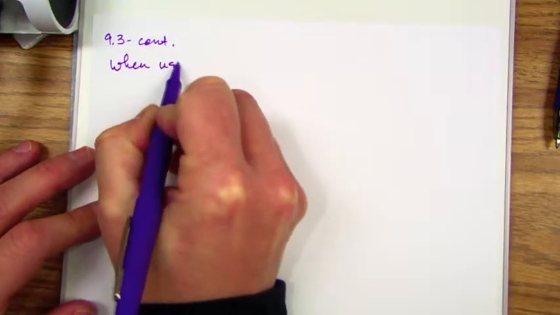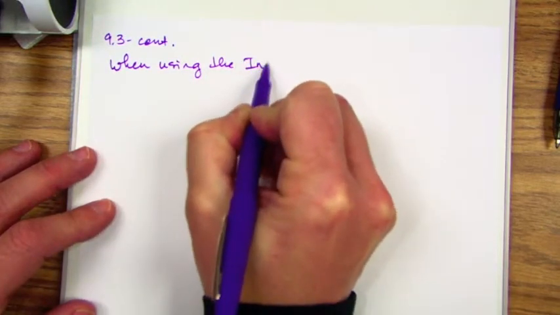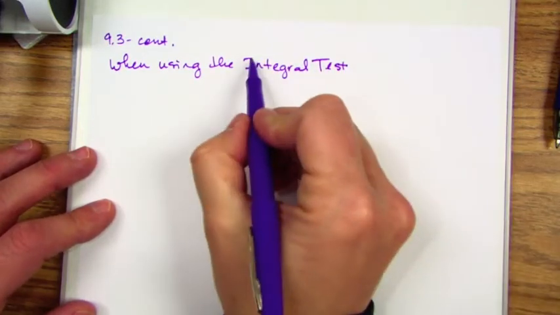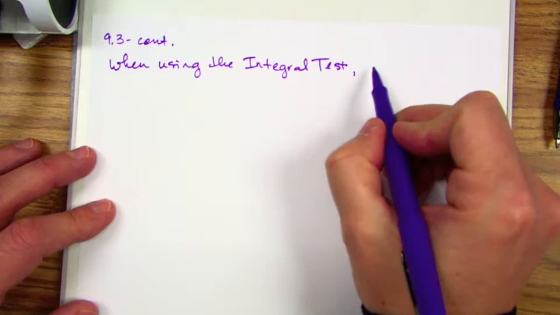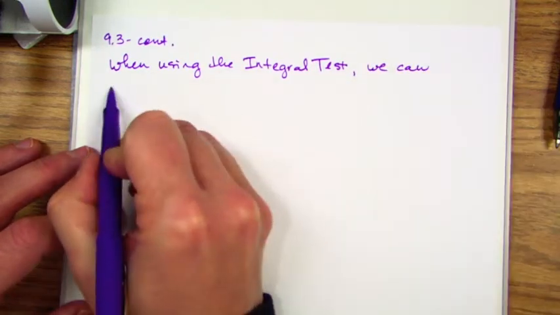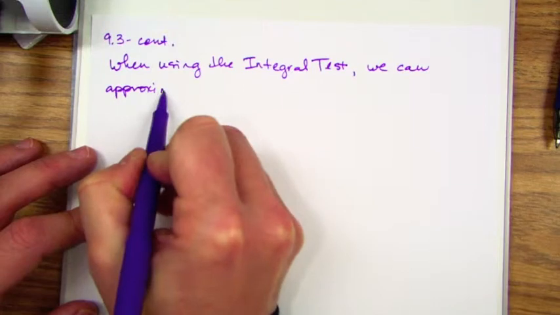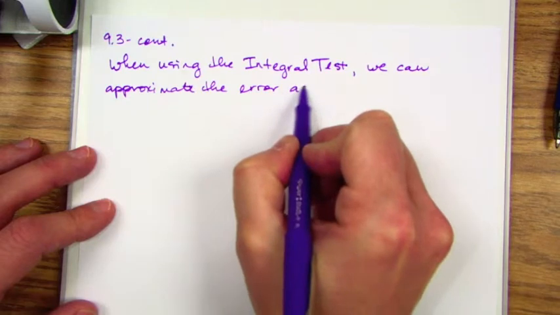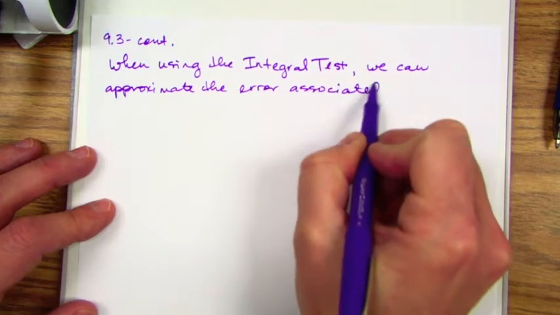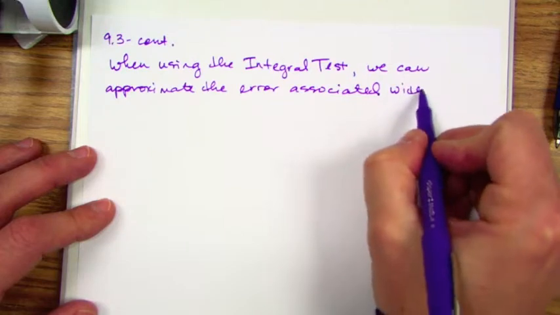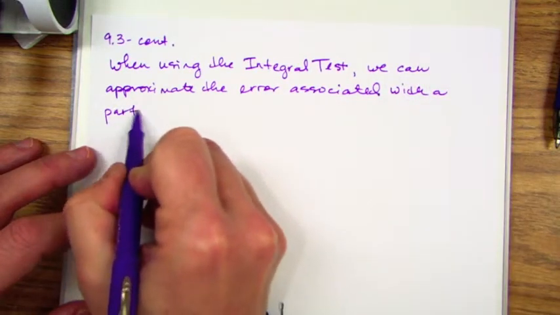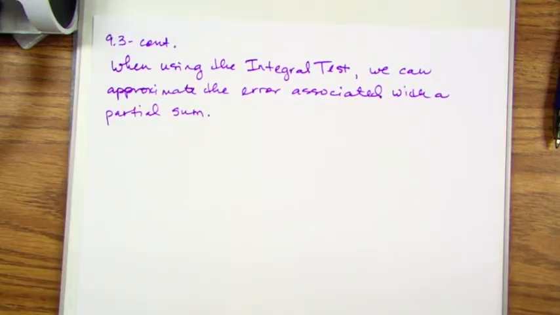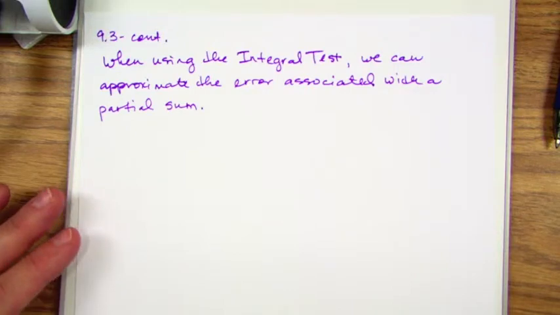So when using the integral test, we can approximate the error associated with a partial sum.